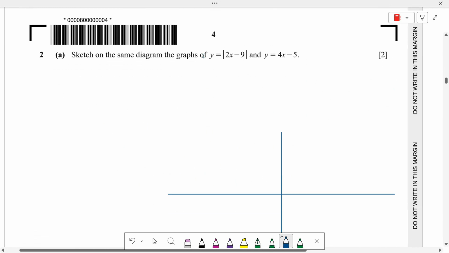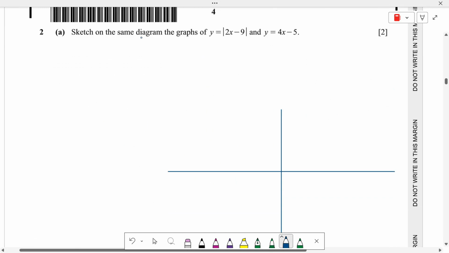Let's move to question number 2. Sketch on the same diagram the graph of y equals the absolute value of 2x minus 9 and y equals 4x minus 5.